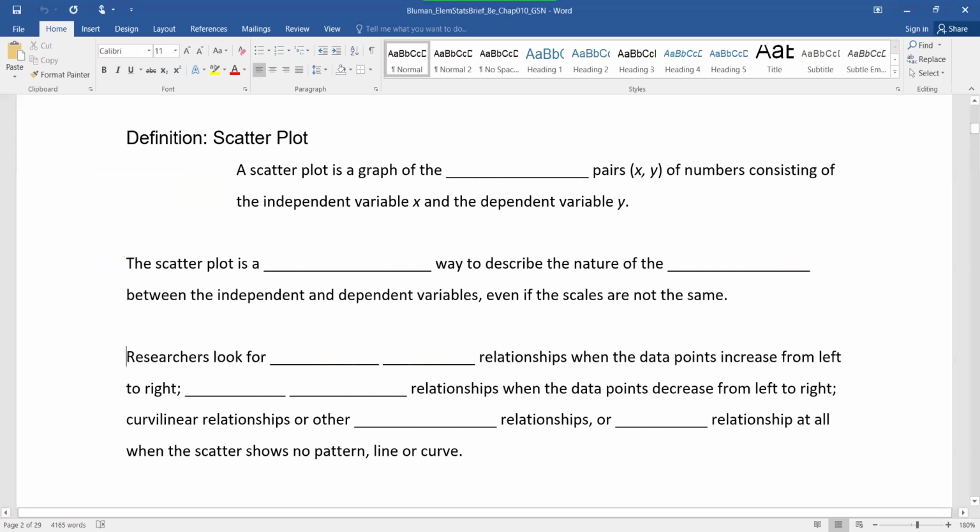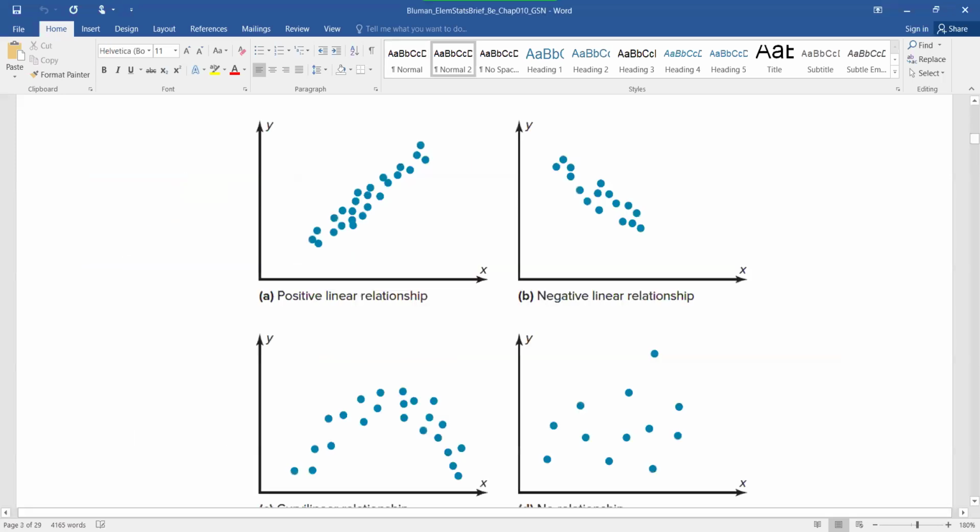All right, so here's some examples of some scatter plots. I mean, they're pretty straightforward. Again, you see these dots are really close together and it's going in an upwards direction. This is called technically a strong positive linear relationship.